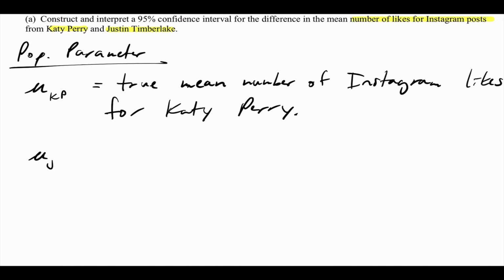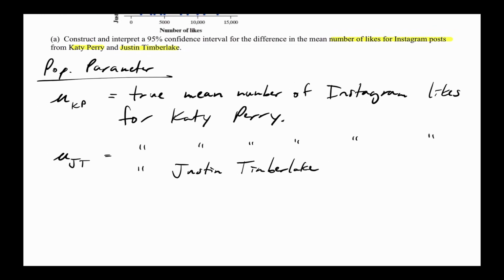The second one, the only difference is the true mean number of Instagram likes for Justin Timberlake. Okay. That's the population parameter.